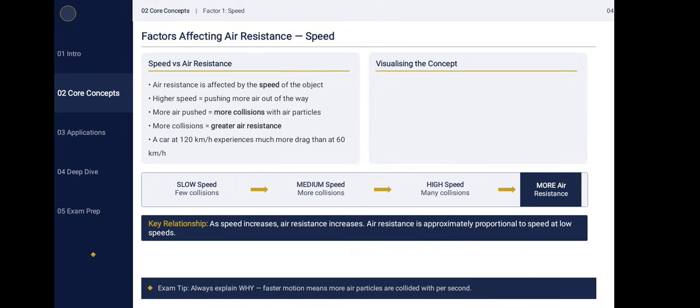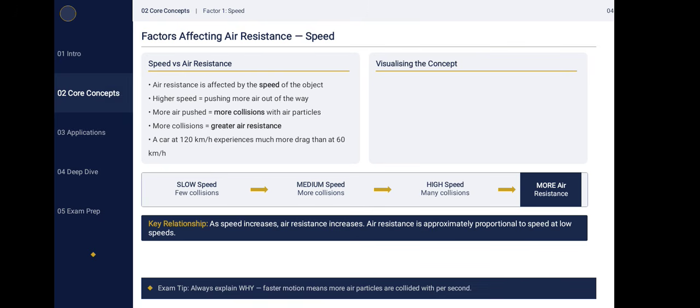The first major factor is speed. There is a direct mathematical relationship here. As the speed of an object increases, the air resistance increases as well. But why? Because at higher speed, the object is hitting more air particles per second, and it is hitting them with much greater kinetic energy, moving energy. Kinetic energy is the moving energy.